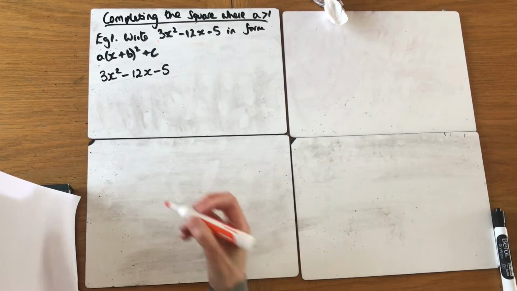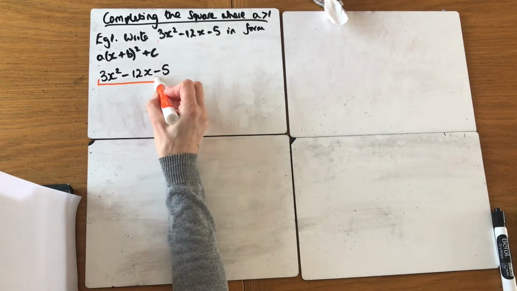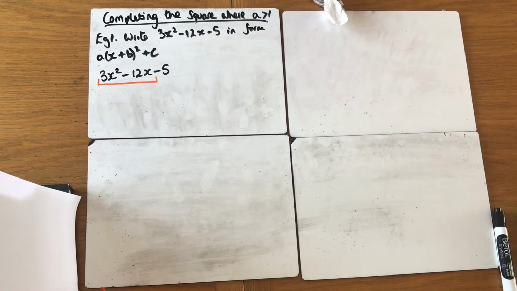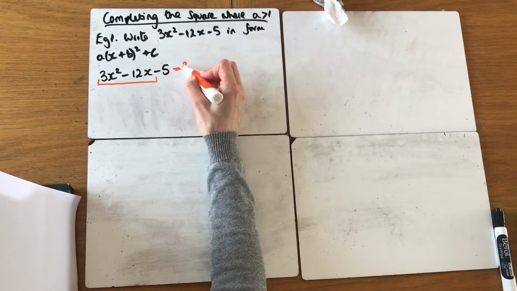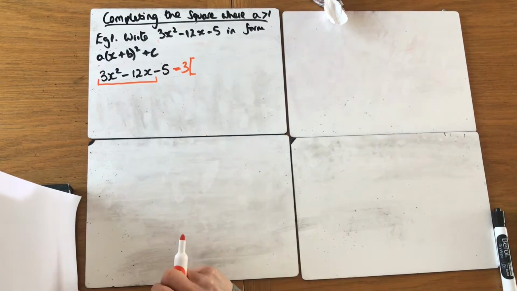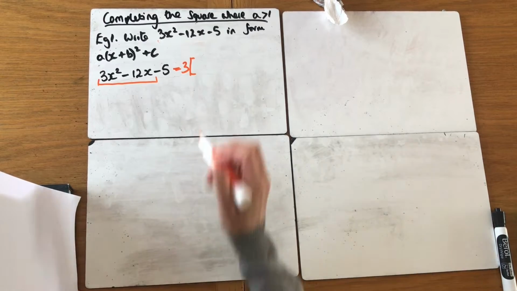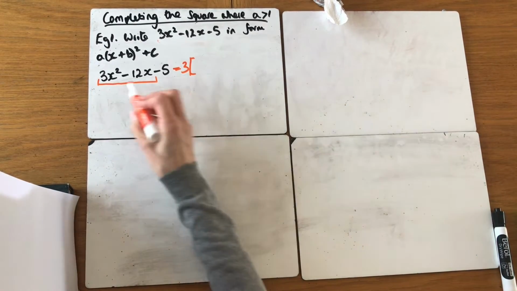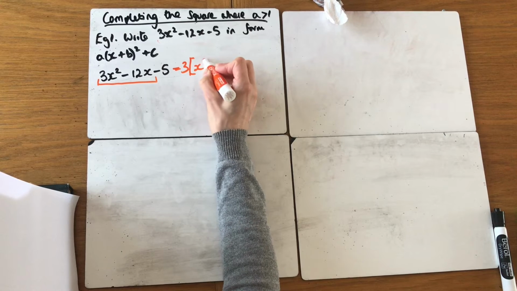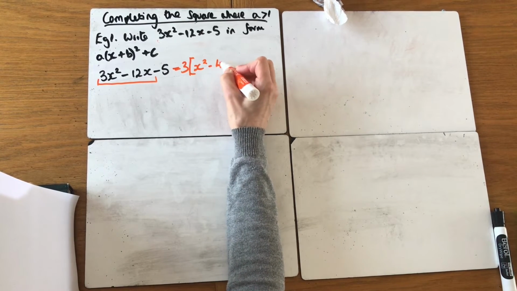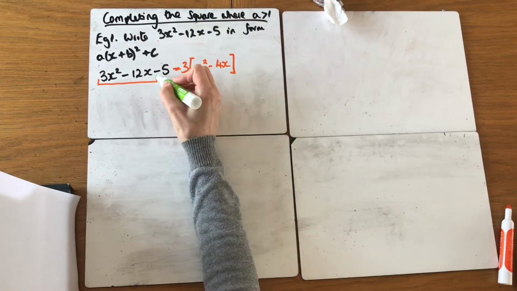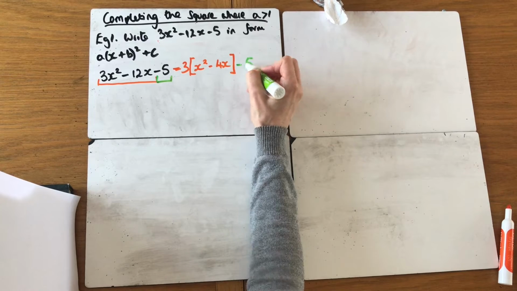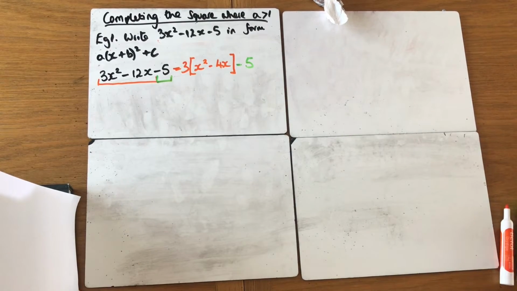So the first thing we're going to do is, just looking at the first two terms here, 3x squared minus 12x, I'm going to factorise by taking out a factor of 3. So this orange part, if I take out the factor of 3, I'm going to use big square brackets because I want to have some other brackets inside it in a minute. So I take out my 3, which gives me x squared minus 4x. Close the bracket because that's equivalent to the first two terms, the orange part, and then I need to pop my minus 5 back on the end.